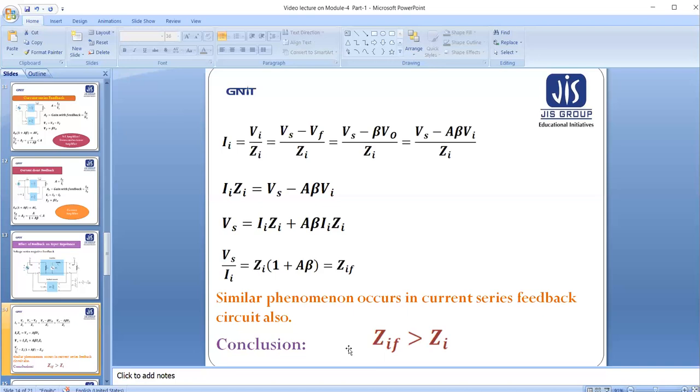Now there is an important correlation. Whenever the topology is series, the input impedance will always be increased. When the topology is series, always the input impedance will be increased. It is a common phenomenon. So that's why I will not discuss the current series case.